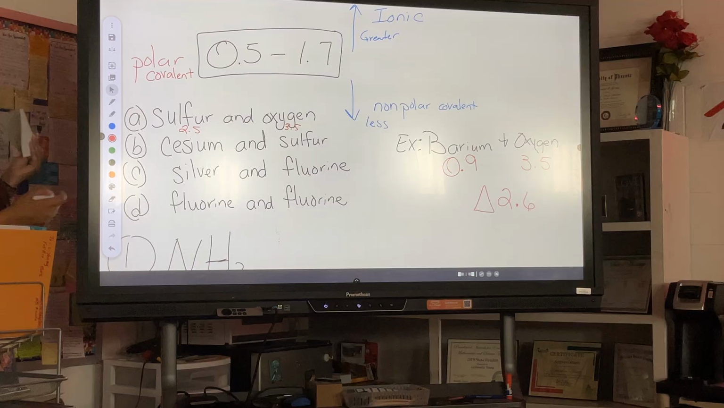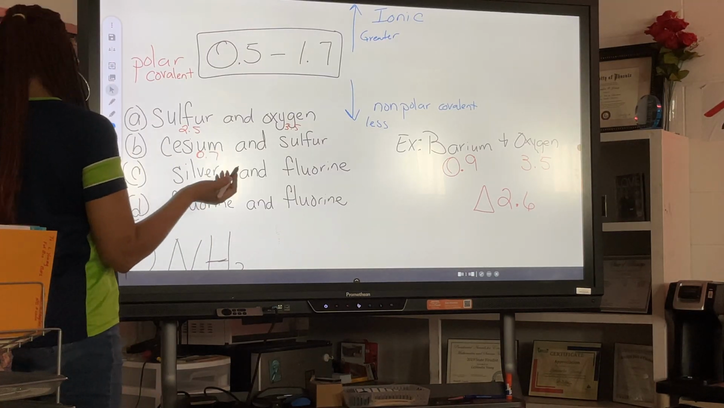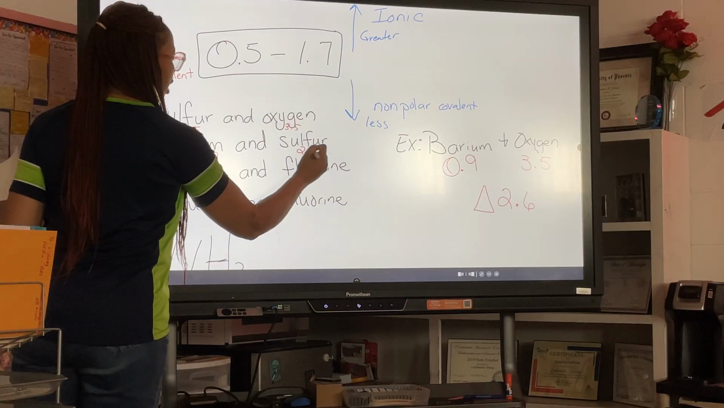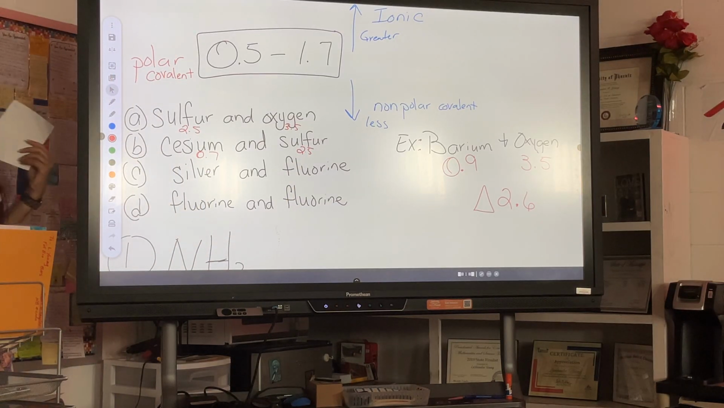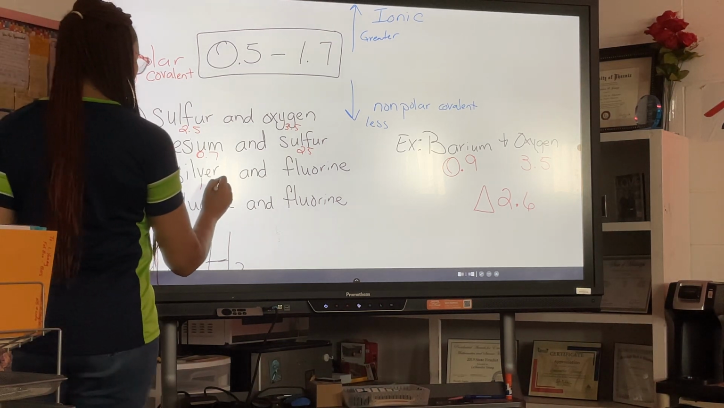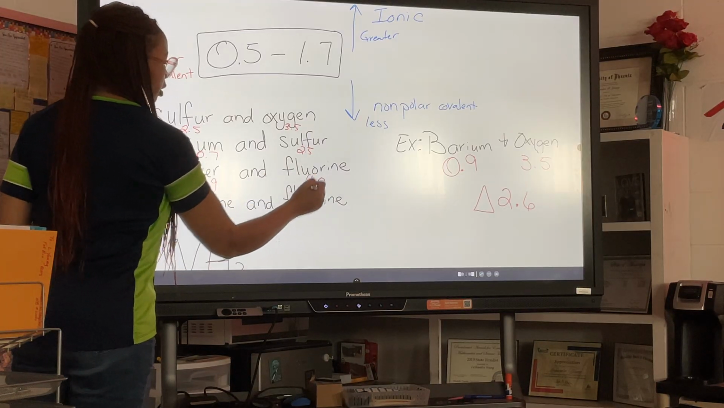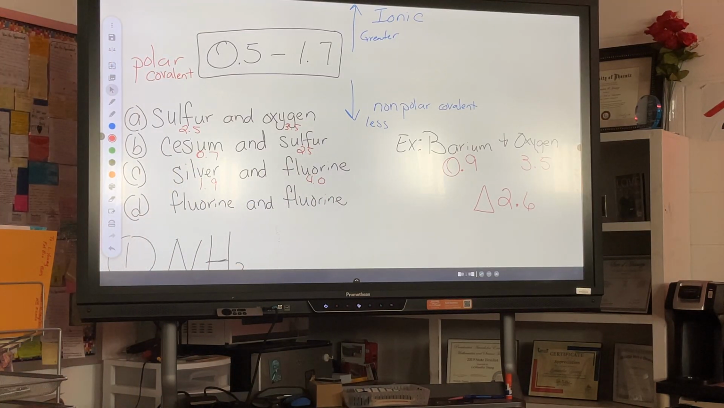All right, what is cesium? 0.7. And sulfur is 2.5, which gives me a difference of 1.8. So that means it's what? Ionic, because 1.8 is above 1.7. Okay? Silver is what? 1.9. Fluorine is 4.0. That's a difference of 2.1. So that bond type would be ionic.